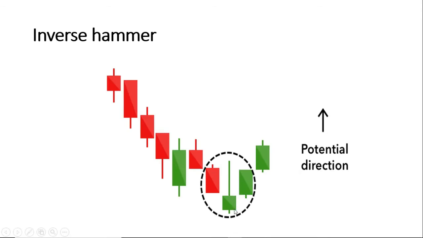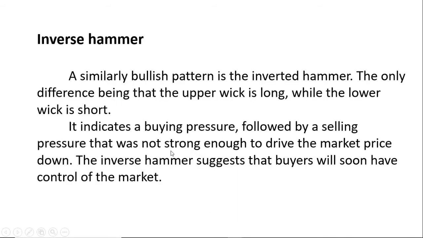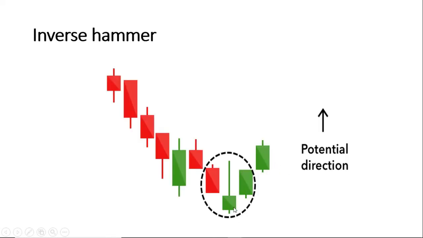So the price started here, it increased till here, and the sellers then entered the market and pushed the price down to here. But the sellers' pressure was not enough. Again the buyers entered the market and the price drew back up to here. It ended here. So that's what they're saying. The inverse hammer suggests that buyers will soon have control of the market. That means buyers have entered at this point.